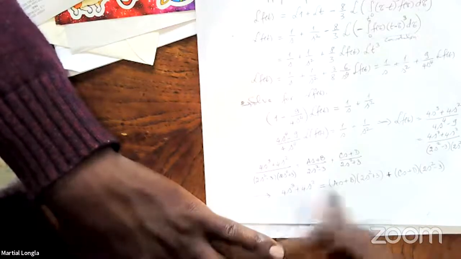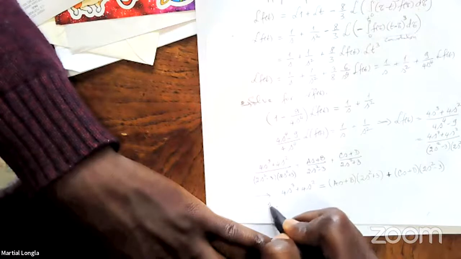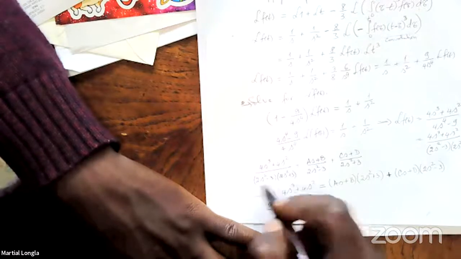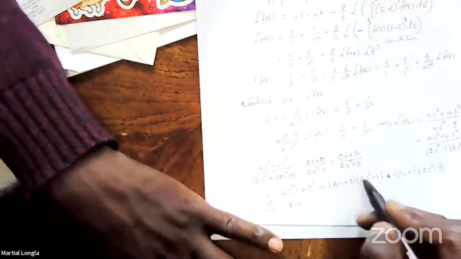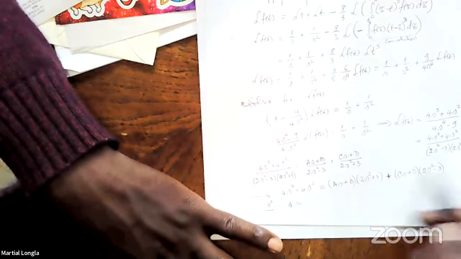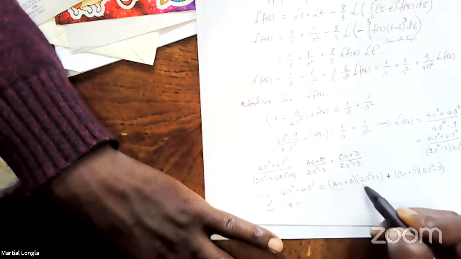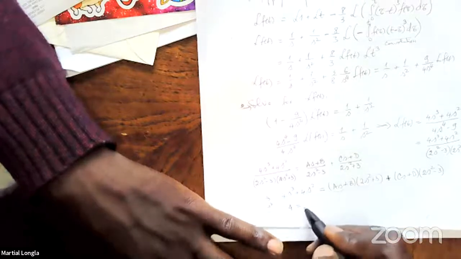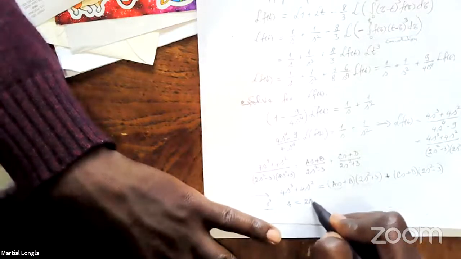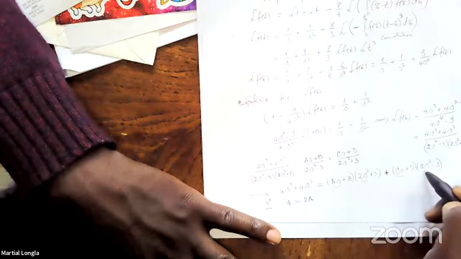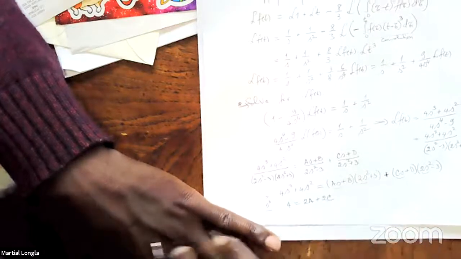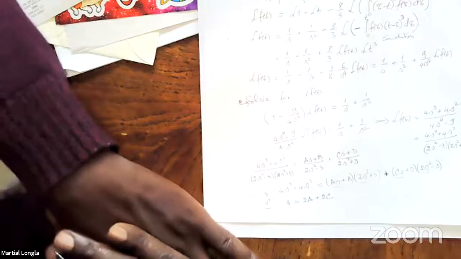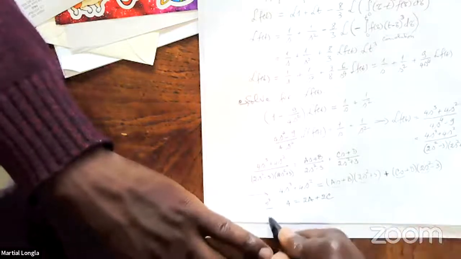So I'm looking for the coefficient of s cubed. On the left, it's 4. On the right, what is the coefficient of s cubed? We take everything that turns into s cubed. That's as times 2s squared, so that is 2a. And then cs times 2s squared, plus 2c. So 4 is equal to 2a plus 2c.